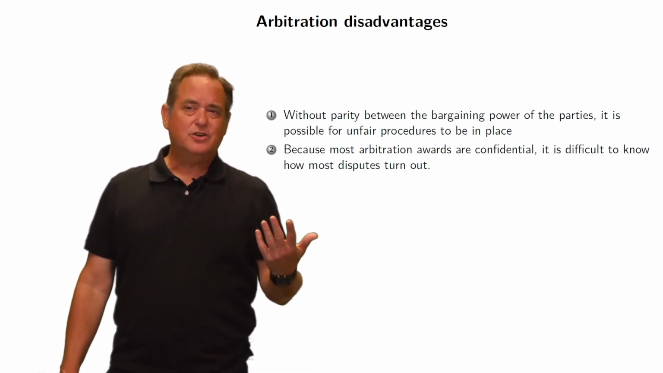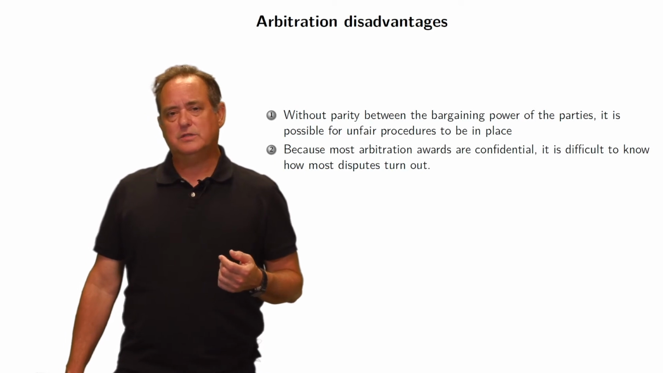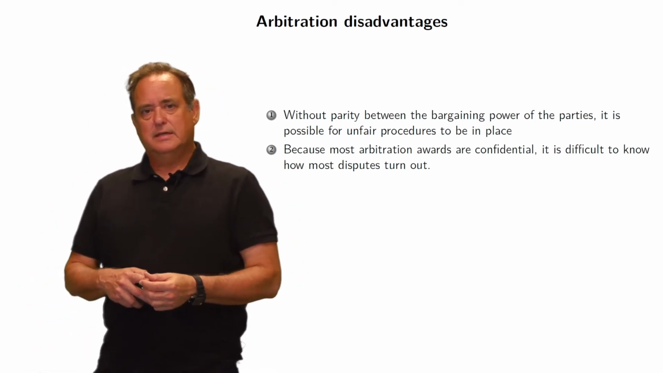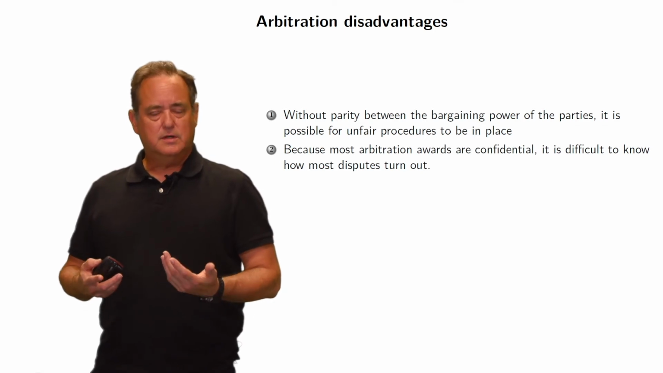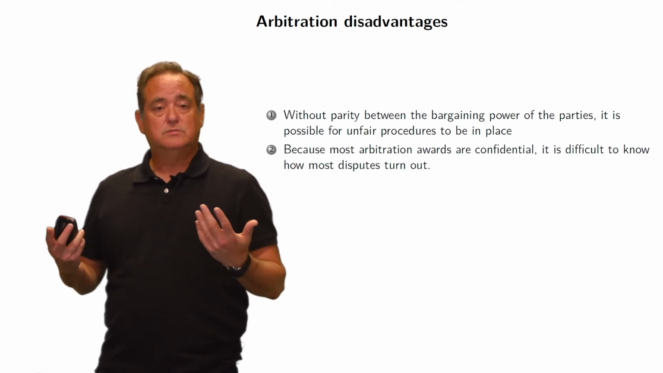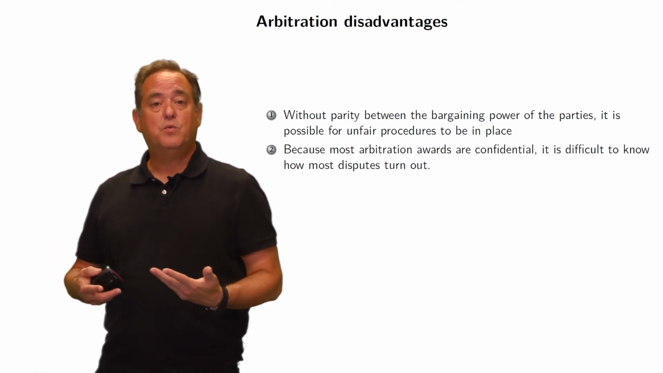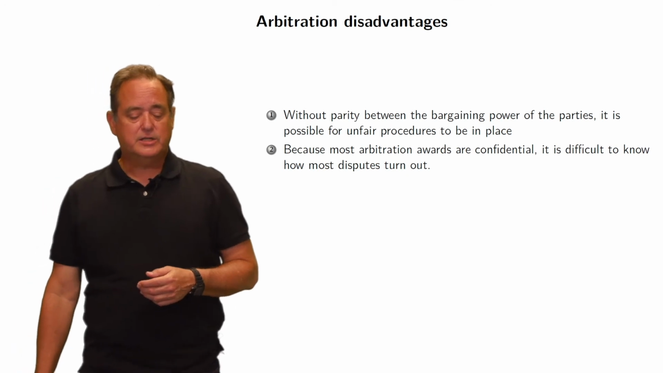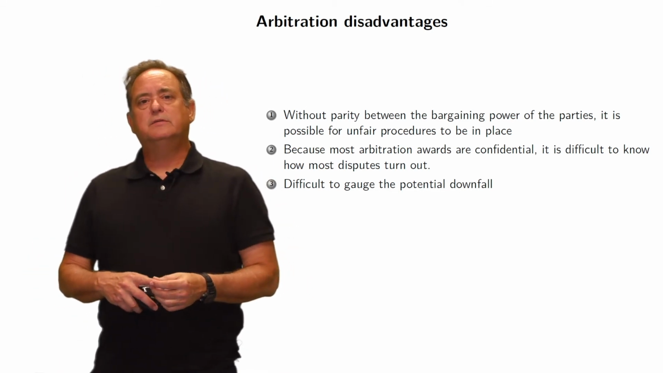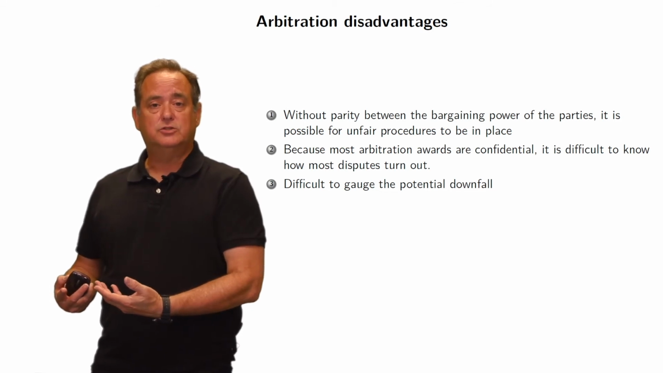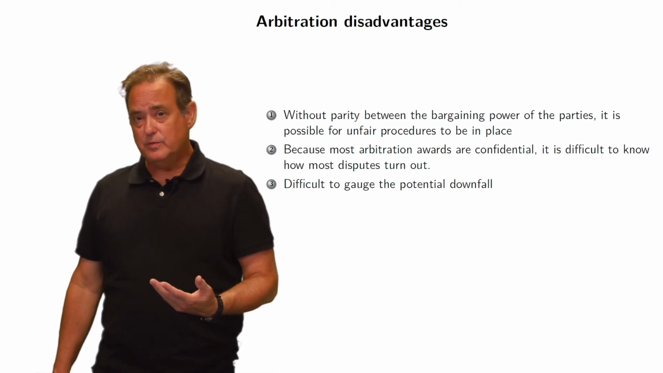Confidentiality, which we said was an advantage, could also be a disadvantage because you don't know how most disputes of this type are resolved. Meaning when you go to arbitration, you have very little guidance on what this particular arbitrator is going to award or not award, because it's all confidential. So we don't know what this arbitrator has done in the past, and we don't know what this particular case will be worth in this particular arbitration. It is difficult to gauge the downside of an arbitration, meaning because we have less knowledge, it's difficult to determine how badly the arbitration could work out.